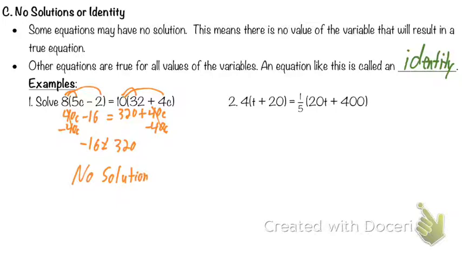You can't. Or you can also say no SOL. Either one. Okay? When you get down to an equation with no variables, and it is never ever true, negative 16 will never equal 320. It's no solution. That means that no matter what we plug in for C here, it will never work. It's the first type of equation we talked about in our bullet point up here. Okay? It has no solution.